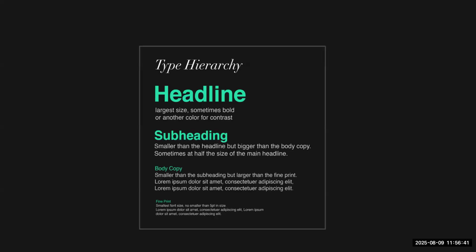Right? When we talk about fonts, there is a hierarchy. There is a hierarchy, right? So you can see the heading is in large size, then subheading and body copy and fine print. So here you can see the font size is getting reduced from top to bottom.